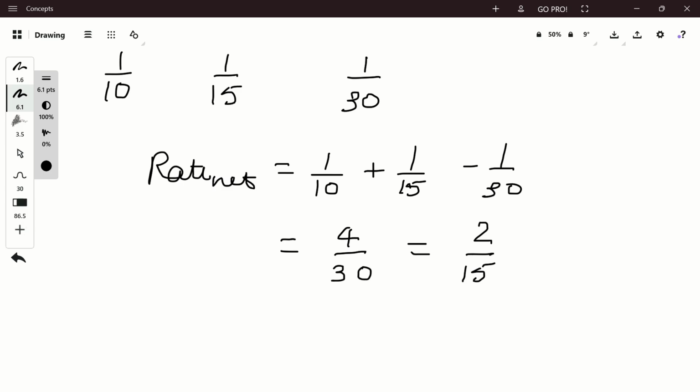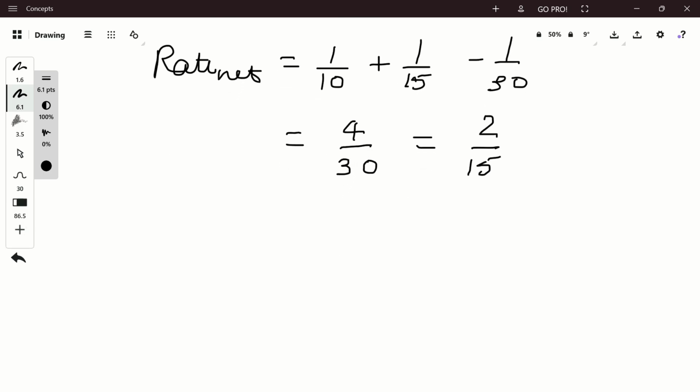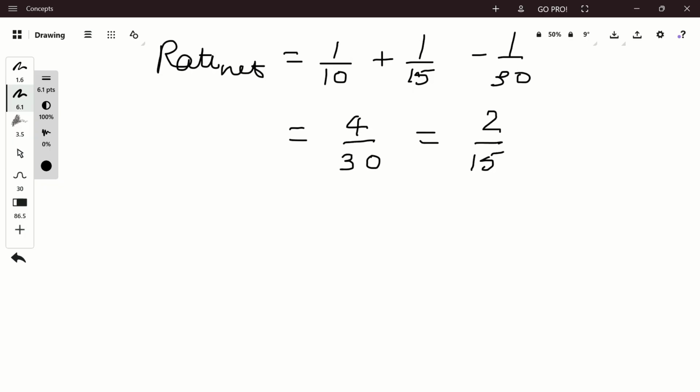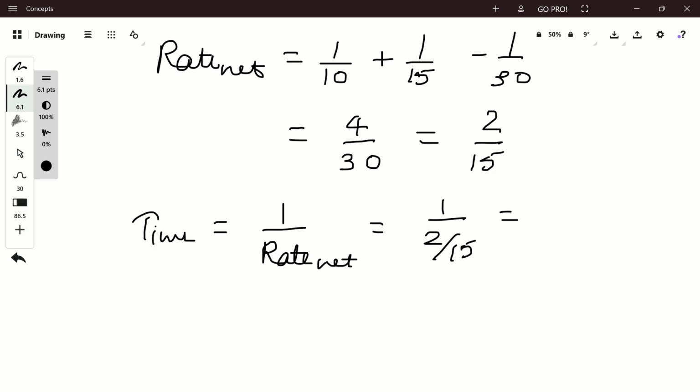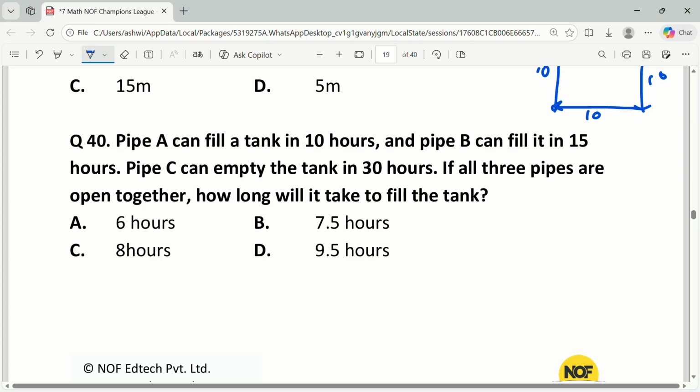The time required to fill the entire tank, 1 unit of work, is the reciprocal of the net rate. That is, time is equal to 1 upon rate net, which is equal to 1 upon 2 by 15, which is equal to 15 by 2 hours, which is equal to 7.5 hours. Comparing with the given options, the answer is B, 7.5 hours.